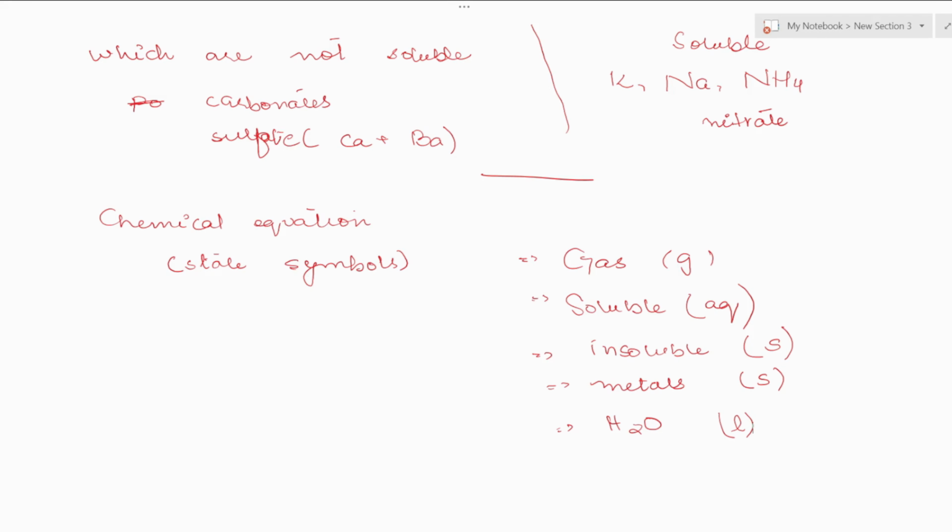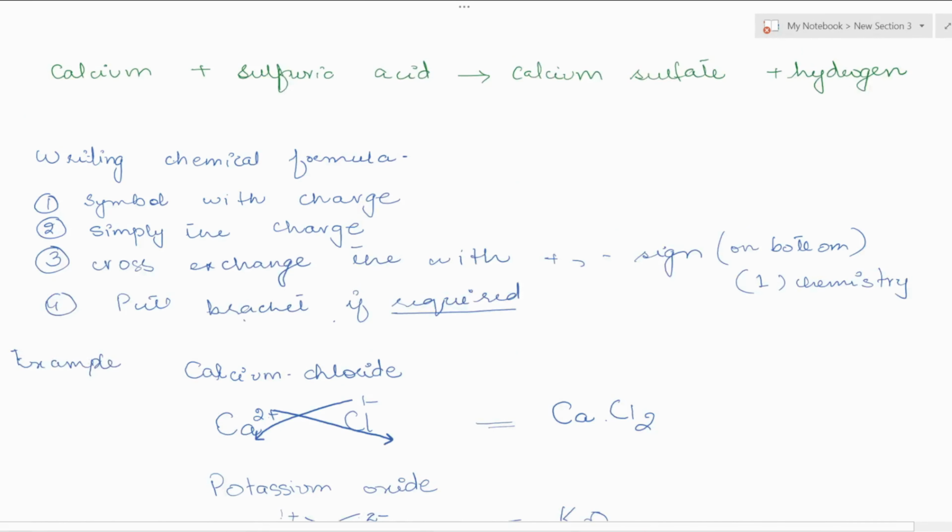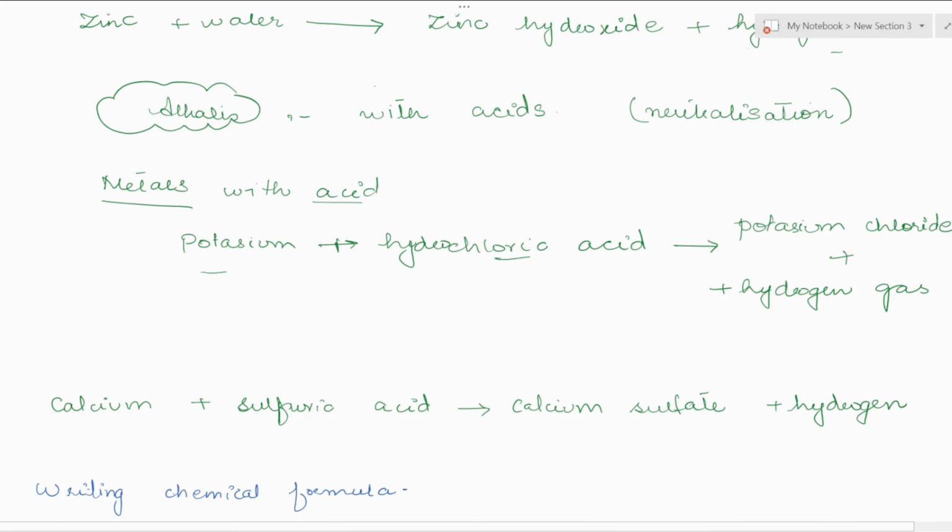Okay, let's write the correct chemical formulas now, because we skipped this part where we have to write the equation. What would be the equation for this one? Potassium and hydrochloric acid give potassium chloride and hydrogen gas. How do we put this into an equation? Potassium is K. It's a metal, so we have to write s.